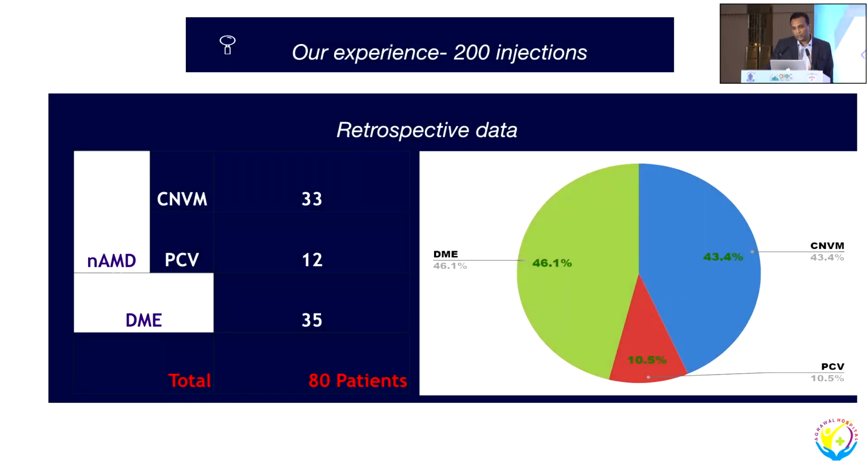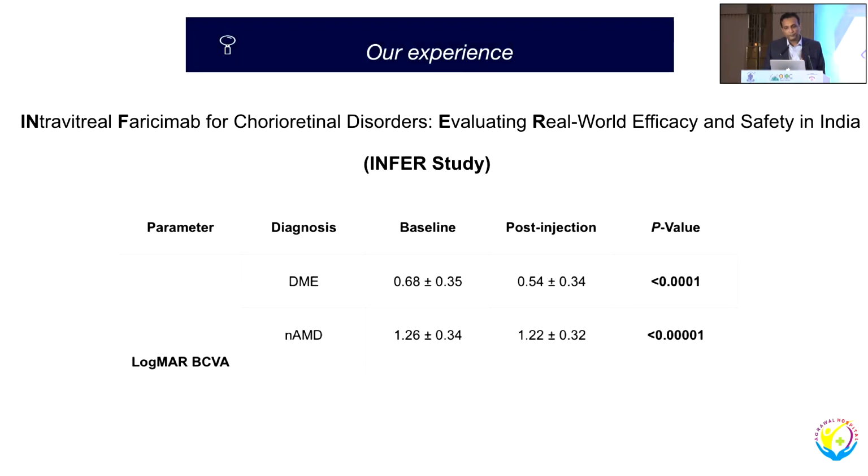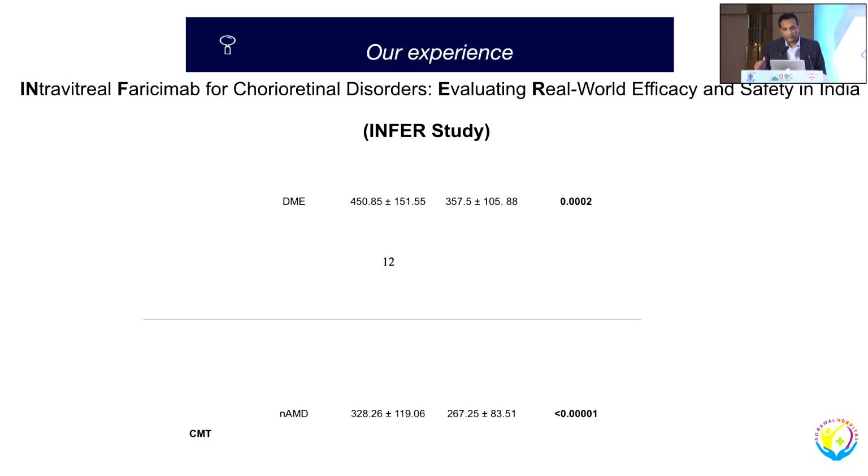So just to sum up, the 100 patients were almost equally divided between CNVM and DME. We now have a study of our own, intravitreal faricimab for chorioretinal disorders, evaluating real-world efficacy and safety in India, the INFO study, and we have sent it for publication. And here you can see that whether the parameter is logMAR BCVA or central subfield thickness, there has been a significant decrease from the baseline, whether in treatment-naive patients, switch patients or refractory patients.